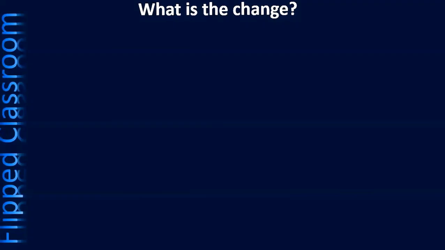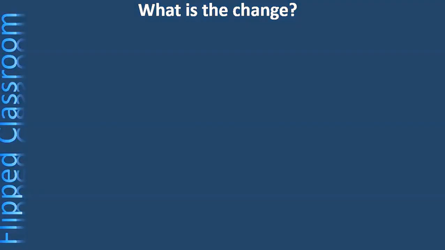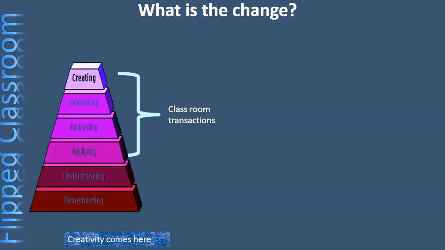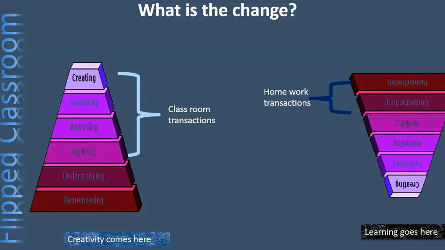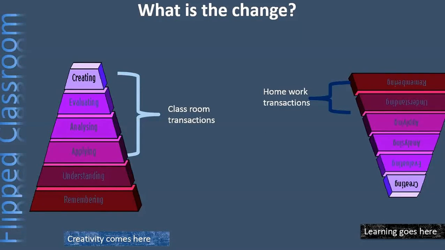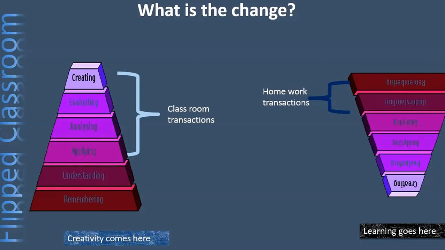What change do we find between the traditional classroom and this one? So what we see is the flip: what was going on in the class is now going to the home, and what was being done at home is coming to the class. So I would rather say the learning happens at home and creativity comes in the class. So see that, is it flipped?